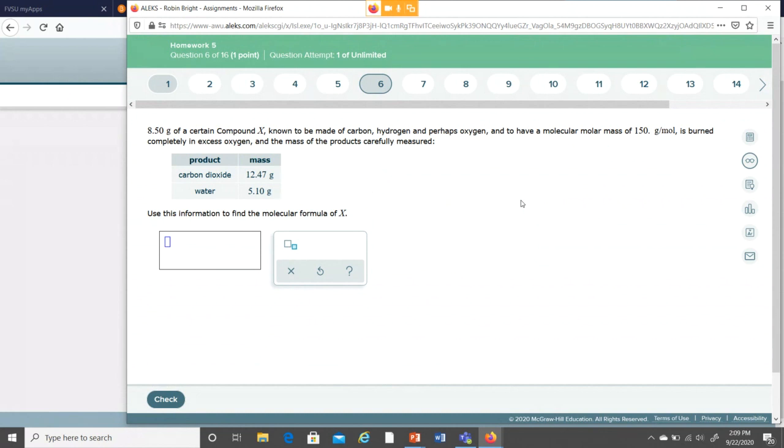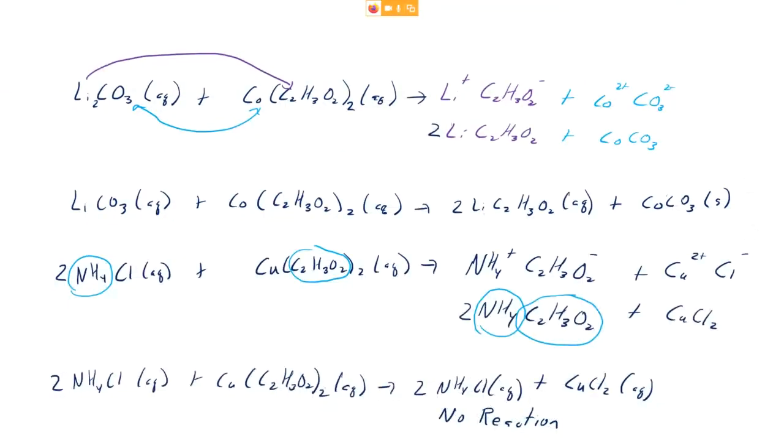Okay, so let me take a picture of it. So this is a combustion problem. And then I can go back to PowerPoint and go page down. Yeah, I'm not juggling so well.